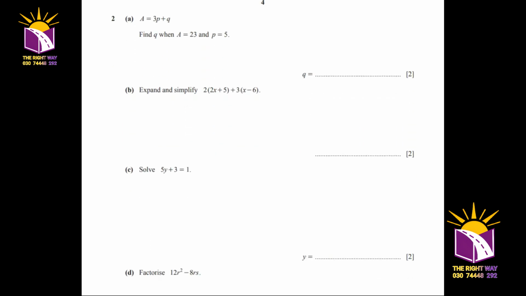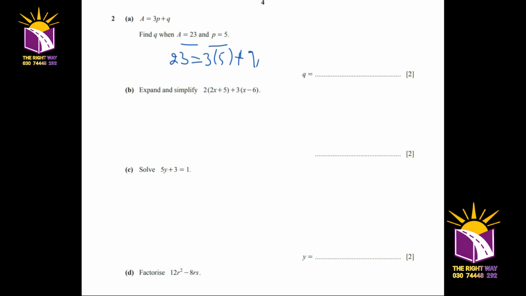Question number 2. A equal to 3p plus q. Find q when a equal to 23 and p equal to 5. Very easy question. You have to just put the values of a and p and get q. A will be equal to 23, equal to 3 times 5 plus q.